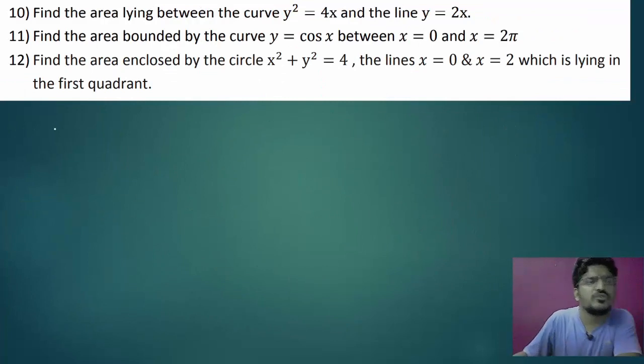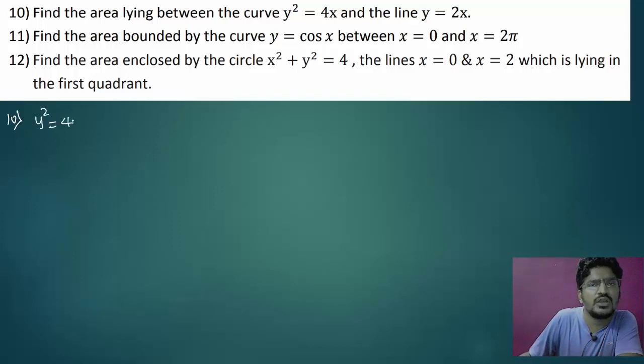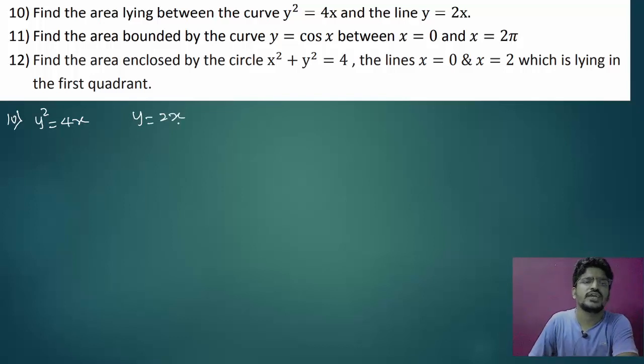Okay, now let us go for the 10th problem, that is y square equal to 4x and y equal to 2x. You can see that this is in the form of y equal to mx, that is a line passing through the origin, and this is a parabola, no problem.